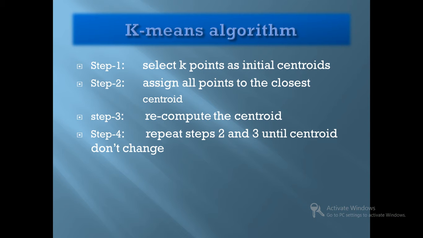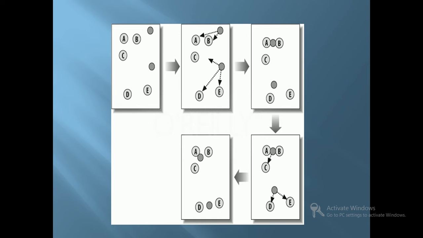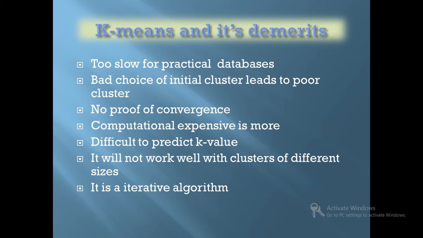Select K points as the initial centroids. I think the main K-means algorithm is only for the purpose of finding the disjoint clusters and centroids. Then recompute the centroid. Repeat steps 2 and 3 until the centroids don't change. You have to stop when the centroid values no longer change.